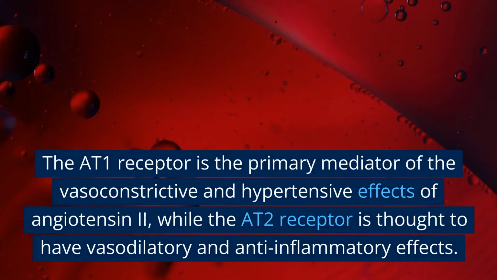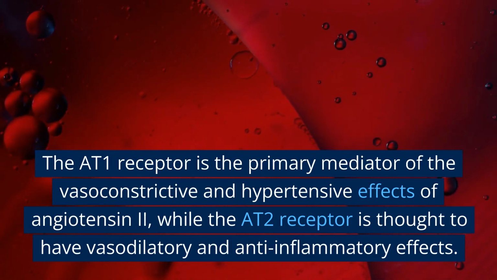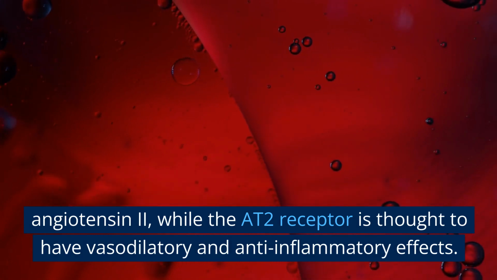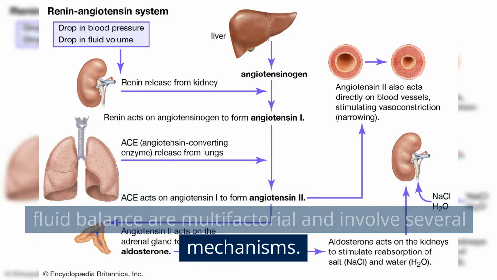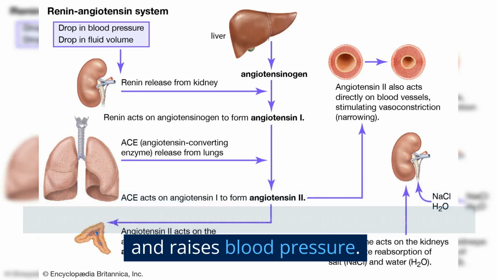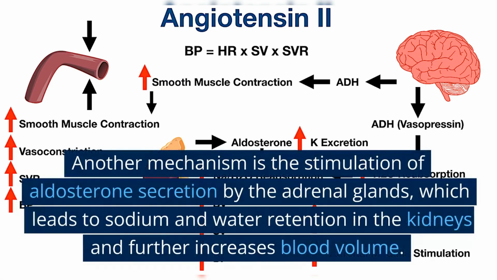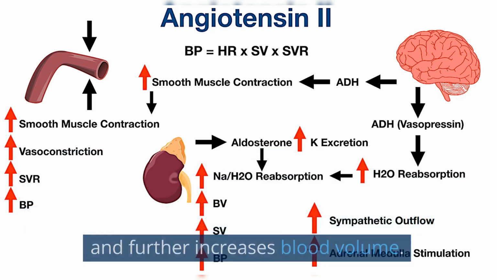The AT1 receptor is the primary mediator of the vasoconstrictive and hypertensive effects of angiotensin II, while the AT2 receptor is thought to have vasodilatory and anti-inflammatory effects. The effects of angiotensin II on blood pressure and fluid balance are multifactorial and involve several mechanisms. One key mechanism is the direct vasoconstriction of arterioles, which increases peripheral resistance and raises blood pressure. Another mechanism is the stimulation of aldosterone secretion by the adrenal glands, which leads to sodium and water retention in the kidneys and further increases blood volume.